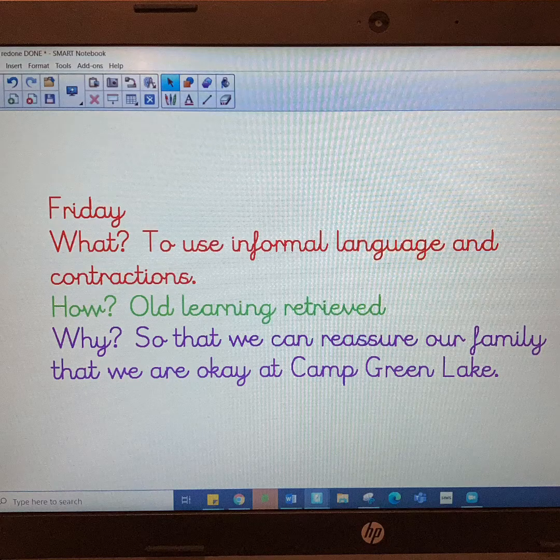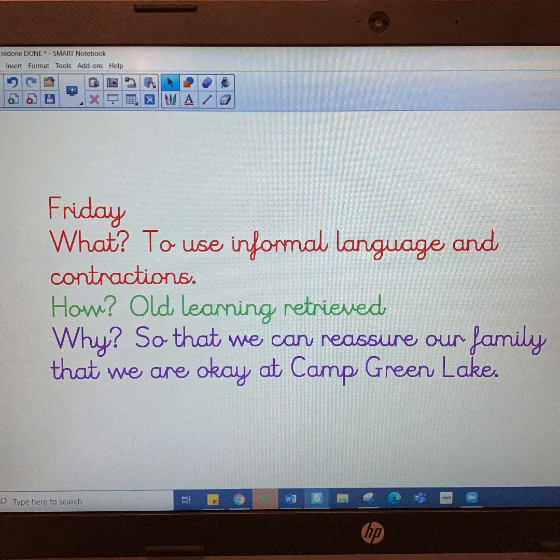Good morning, and here we are on the last day of the week on Friday. All this week we have been writing and planning a letter to a family member or friend from one of the campers at Camp Green Lake, and we have been trying to reassure them that we are okay at Camp Green Lake, even if actually we're not, but we're trying to make them feel a little bit better.